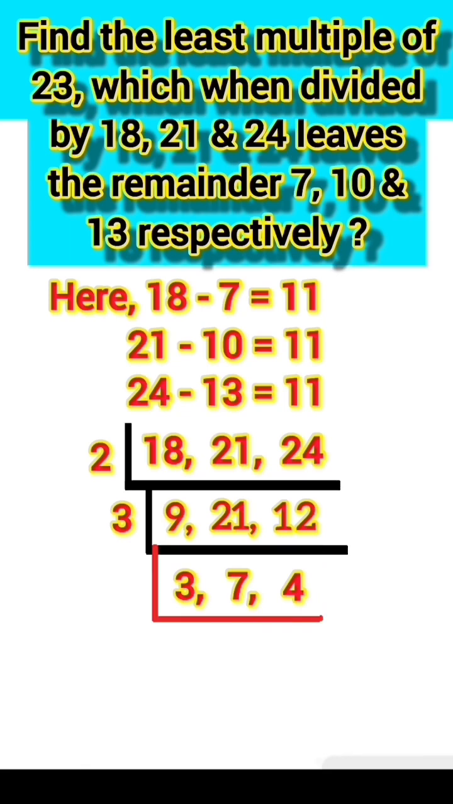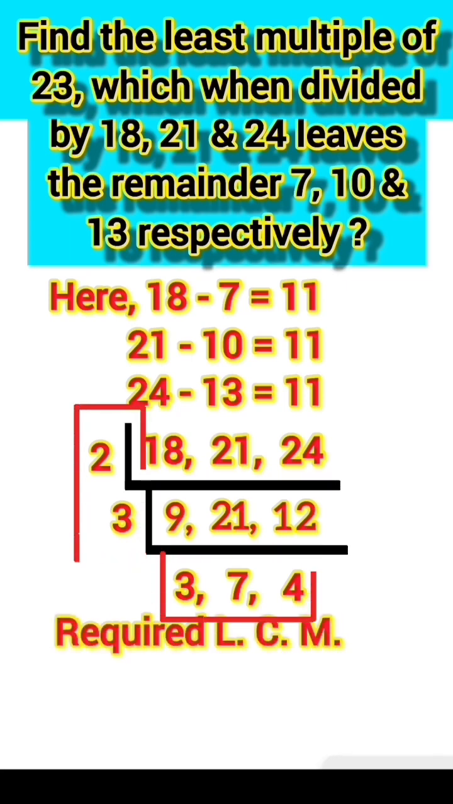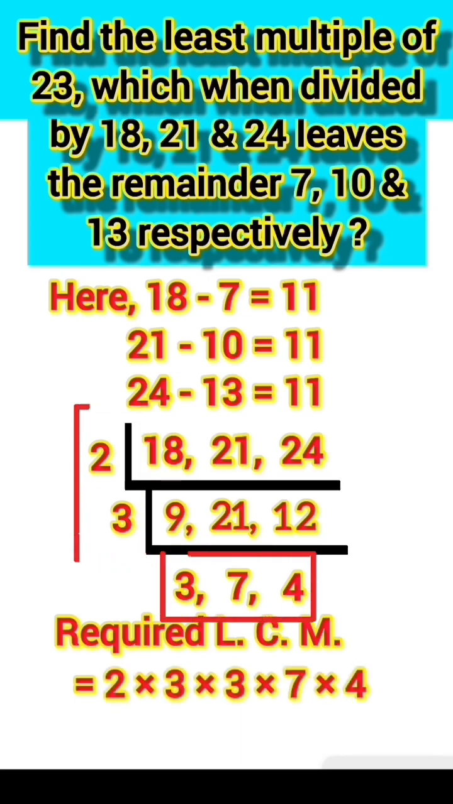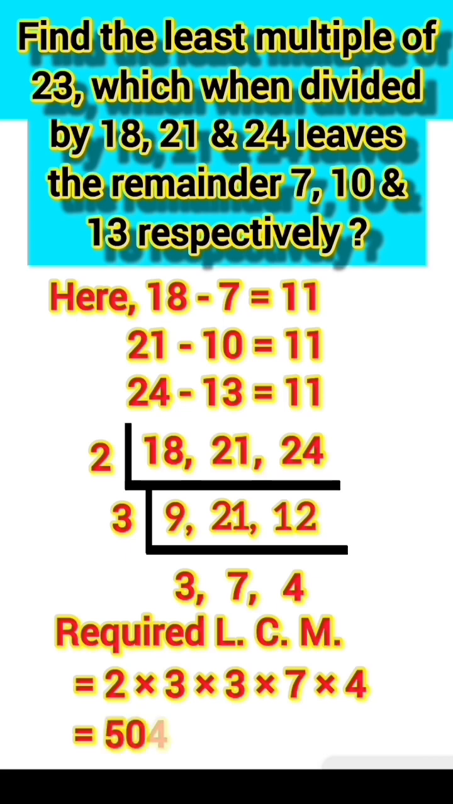We got 3, 7 and 4, all are co-prime numbers. So our LCM is the product of the column-wise number and row-wise number. That is LCM equals 2 into 3 into 3 into 7 into 4. Now let us multiply: 2 into 3 is 6, 6 into 3 is 18, 18 into 7 is 126, 126 into 4 is 504. So 504 is our LCM. Am I clear?